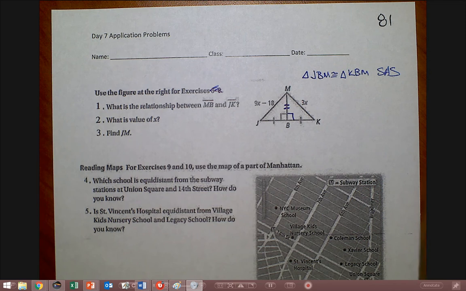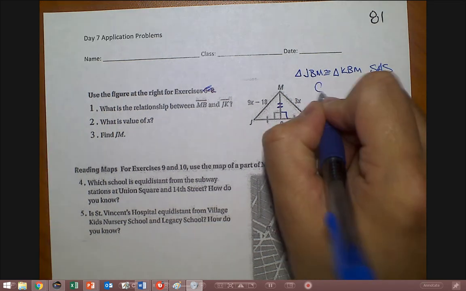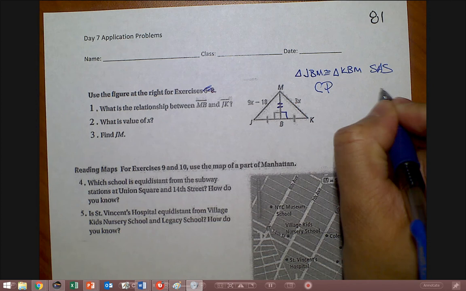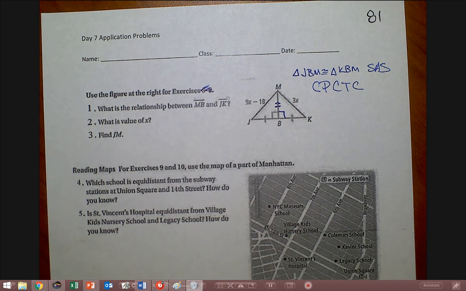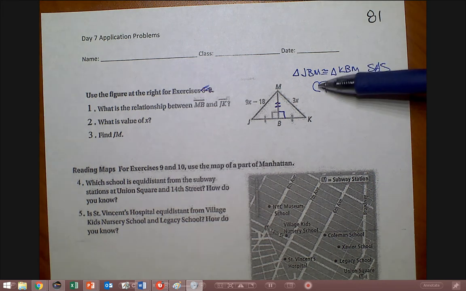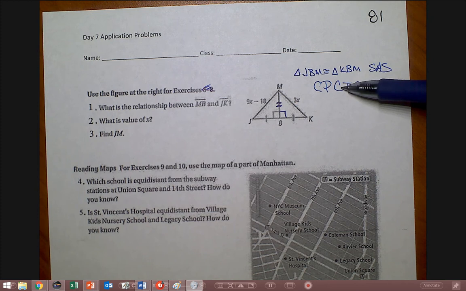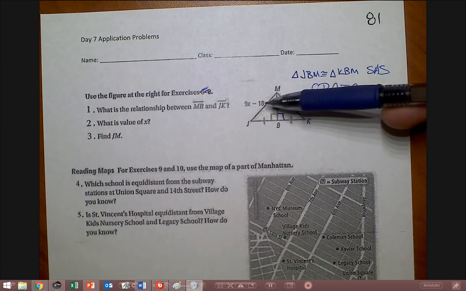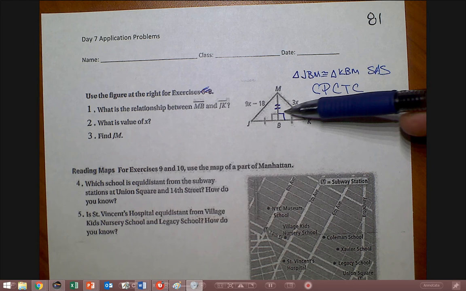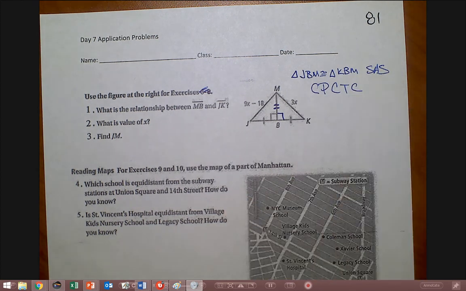CPCTC. There we go. Now, remember the mnemonic for that: chocolate, peanut butter, Cinnamon Toast Crunch. Or penguin crab Toyota car. Good try. So corresponding parts of congruent triangles are congruent. That means all pieces of this triangle are congruent to the corresponding pieces of this triangle.